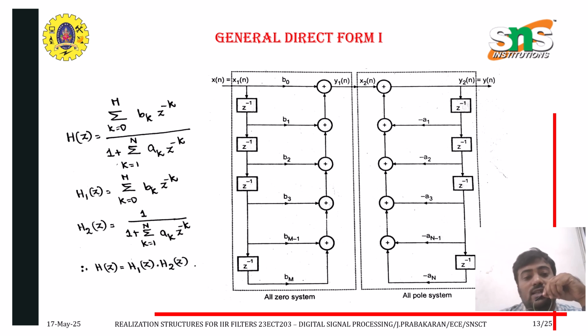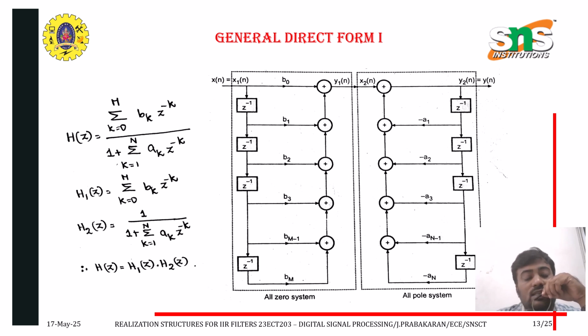And this is the direct form 1 structure. Direct form 1 realization is a fundamental structure used to implement IIR filters. It uses the filter's difference equation directly and clearly separates the feed forward and feedback paths.